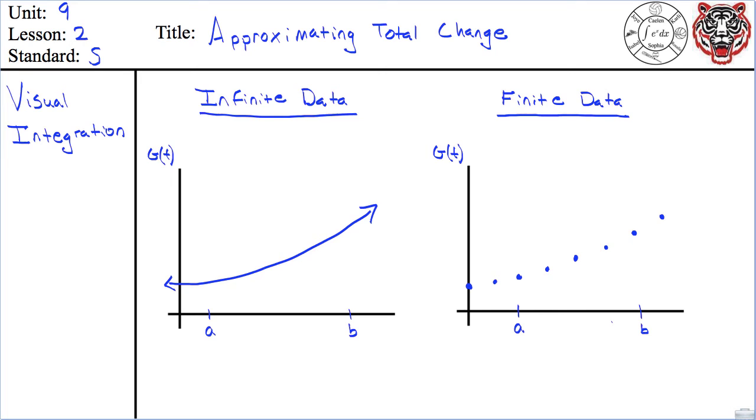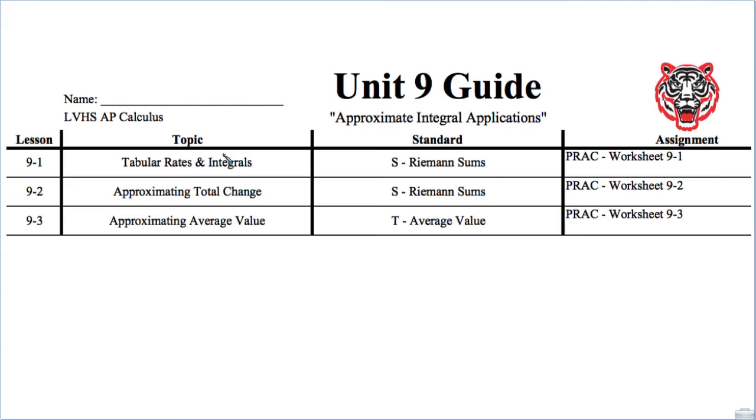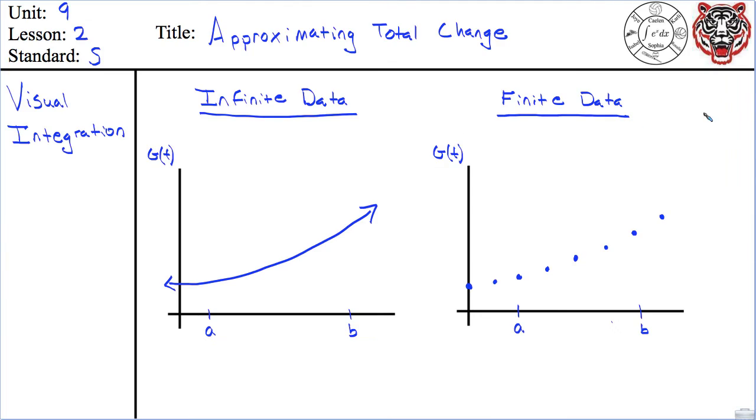This is AP Calculus, lesson 9-2. We're on standard S, approximating total change. Again, we are right in the middle of our unit. We're just talking about more formal Riemann sums today. All right, so we know the difference between infinite data and finite data.